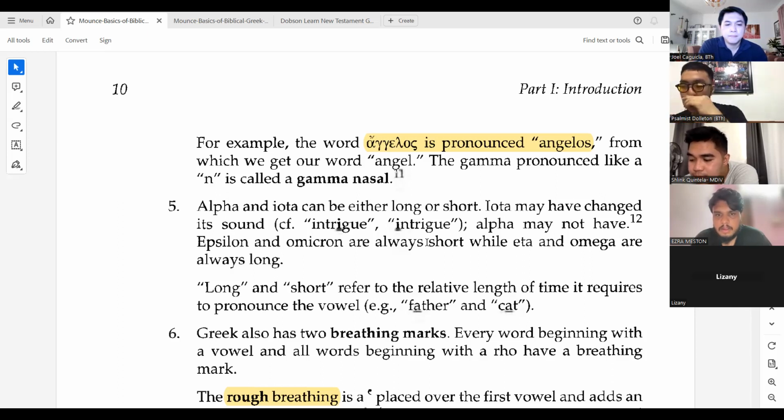So yeah, perhaps that is closest to the concept of the double G, as in angelos.